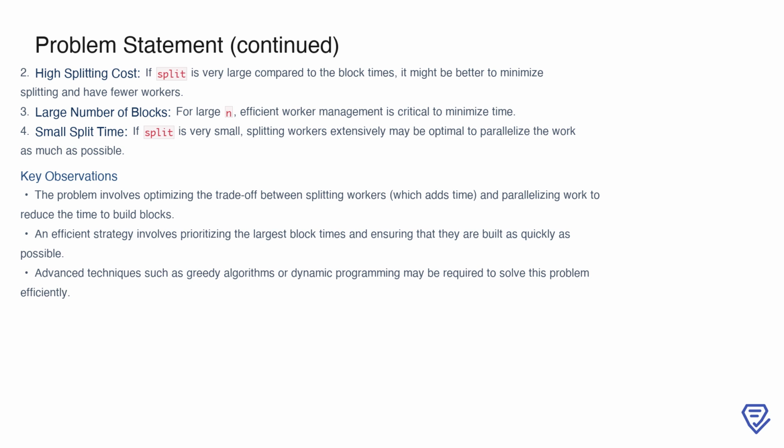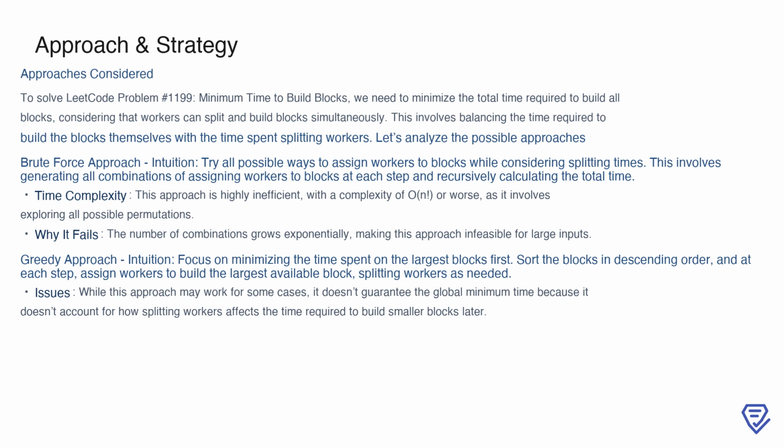The key idea is to balance the trade-off between splitting workers, which adds time, and parallelizing work, which reduces the time to build blocks. Solving this problem efficiently might involve advanced methods such as greedy algorithms or dynamic programming to prioritize the largest block times and ensure they are handled efficiently. To solve the minimum time to build blocks problem, our goal is to minimize the total time required, balancing the time spent splitting workers with the time needed to build the blocks themselves.